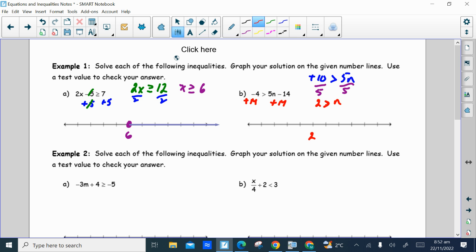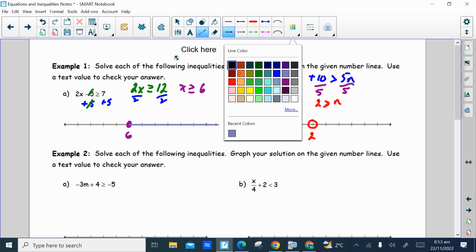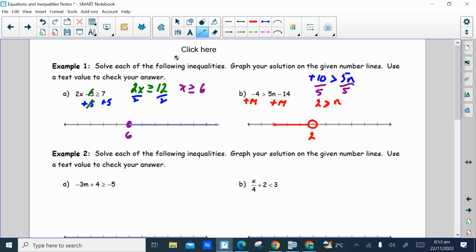So we're going to start at positive 2 on the number line with an open dot because the 2 is not included. It's not less than or equal to 2, it's just less than 2. So in this case, our arrow will go off to the left. All numbers less than 2 should work. One such number would be 0.